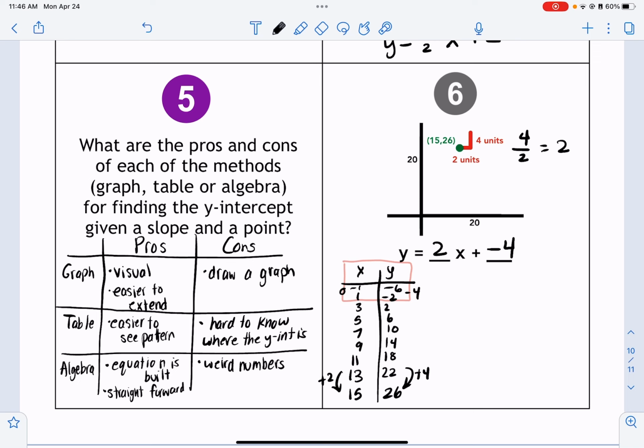If you've done it with algebra, it's a very similar process. You just input 15 for x, 26 for y. All right? And that's your consolidation video for Unit D, Lesson 5.